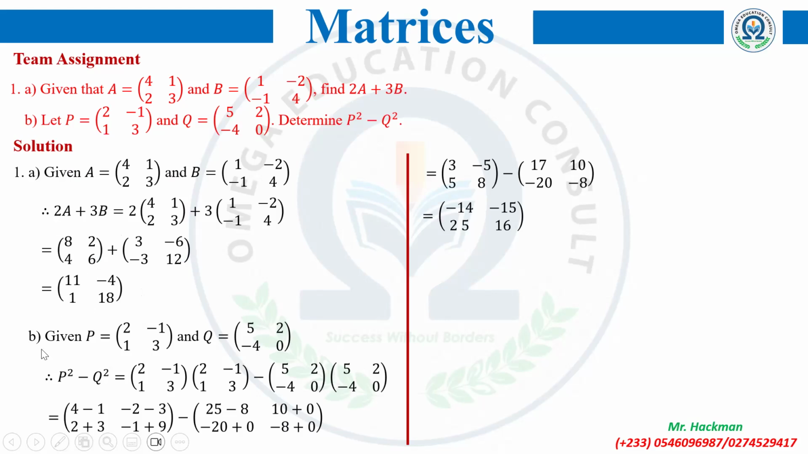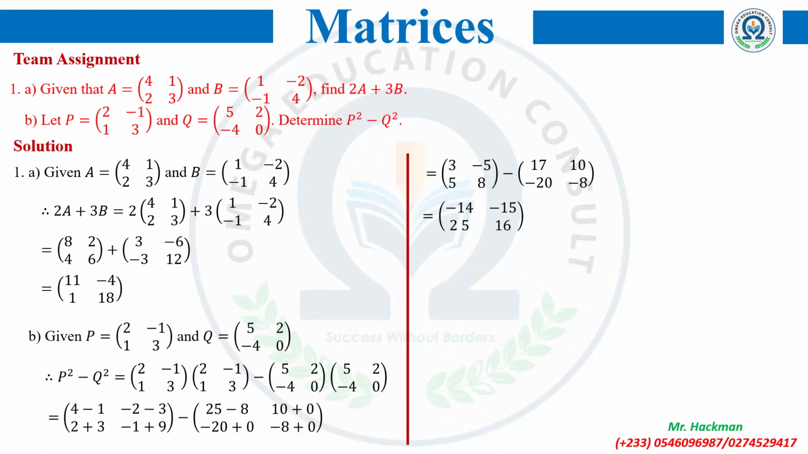Then after that, you move on to question B. That's where most of you, from your submissions, got it wrong. So this is it. You are given, again, two matrices here, and we are asked to find P squared minus Q squared. This is all that you need to know.